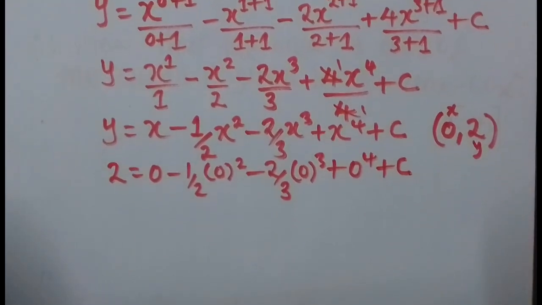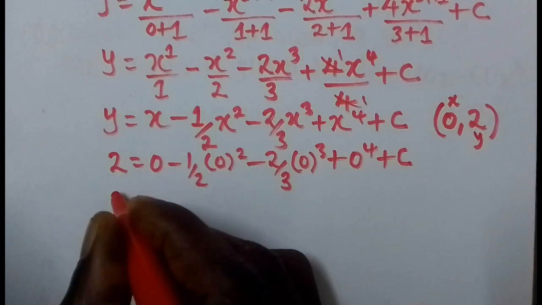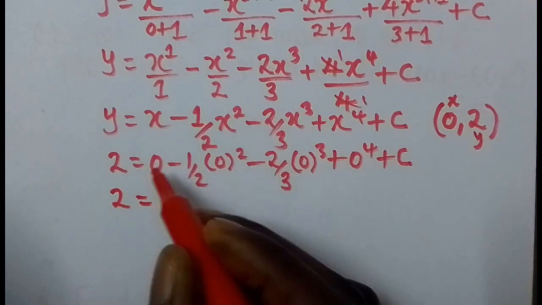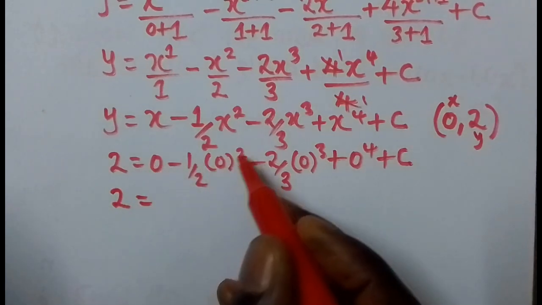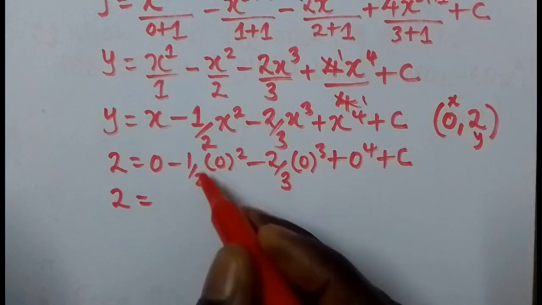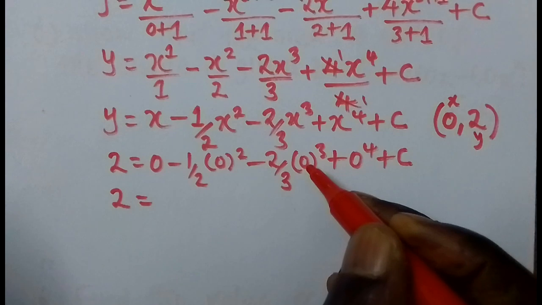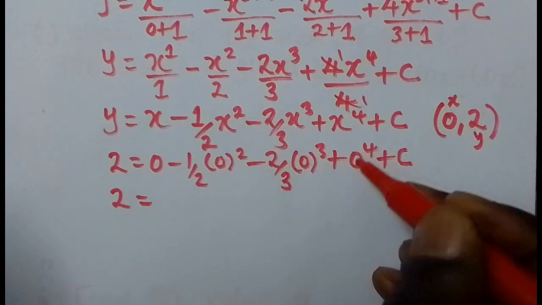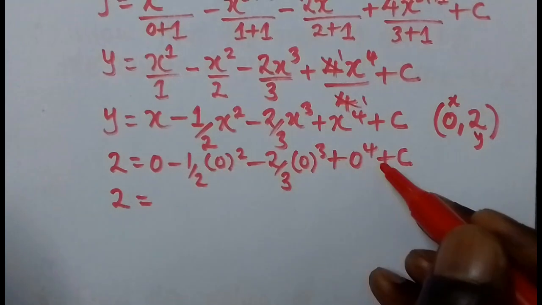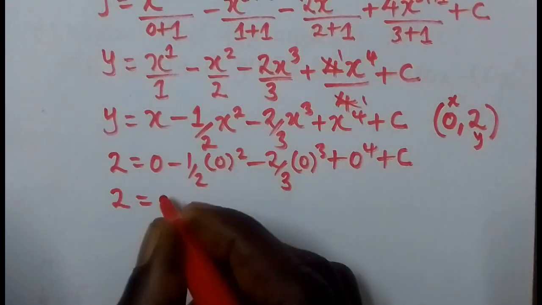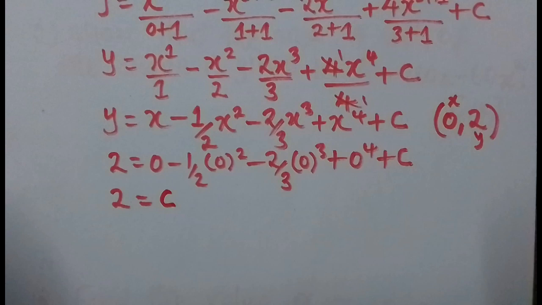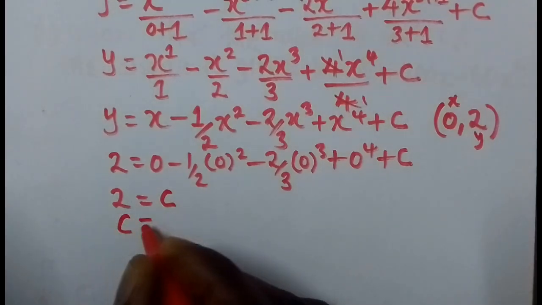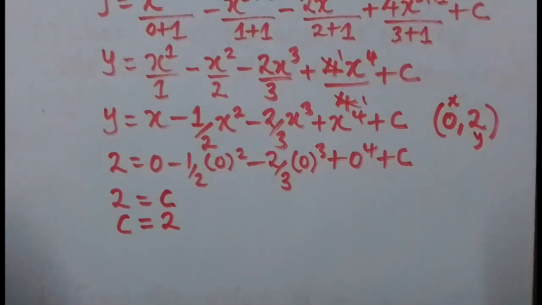So what this will give us is, this here is 2, and this is 0. 0 squared is 0, 0 times negative half here, that is 0. Also 0 to the power 3 is also 0. The working here gives 0, and also this is 0. So everything here gives us 0. And plus c, this means 2 is equal to c, which just means that c is 2.